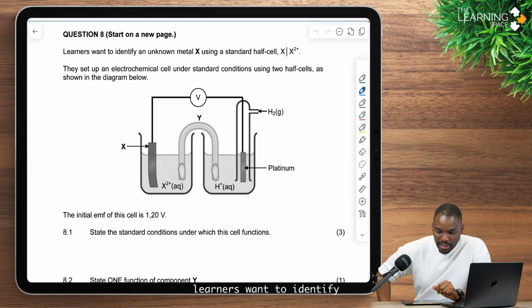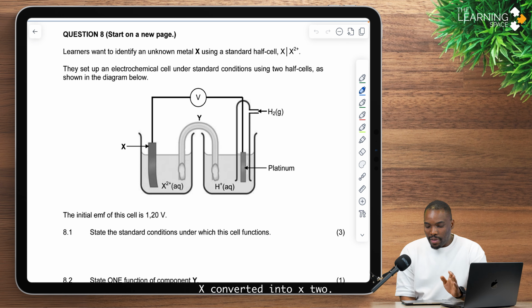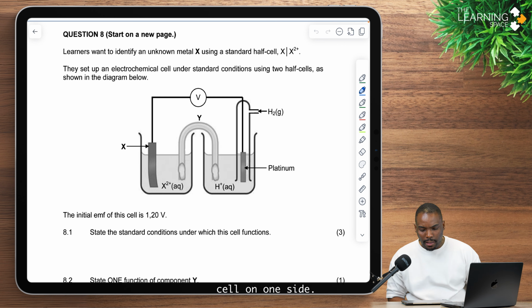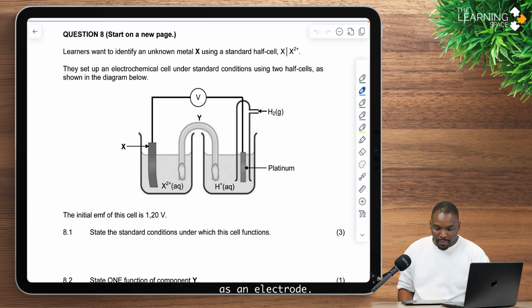Question 8 says, learners want to identify an unknown metal X using a standard half cell, X converted into X2+. They set up an electrochemical cell under standard conditions using two half cells, as shown in the diagram below. So we can see there a galvanic cell. On one side, we've got an X half cell. The other side, we've got a hydrogen half cell. But because hydrogen is a gas, we have to use platinum as an electrode. Then they tell us the initial EMF of the cell is 1.2 volts.